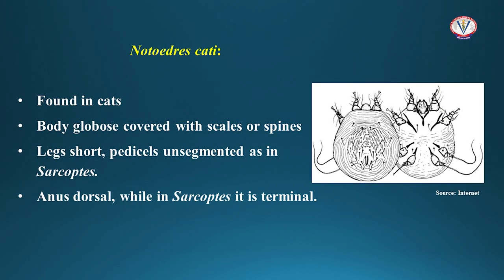Notoedres cati, generally infests cat. The body is globose and covered with scales or spines. Legs are short. The pedicels are unsegmented as in Sarcoptes. Anus is dorsal, whereas in Sarcoptes it is terminal.